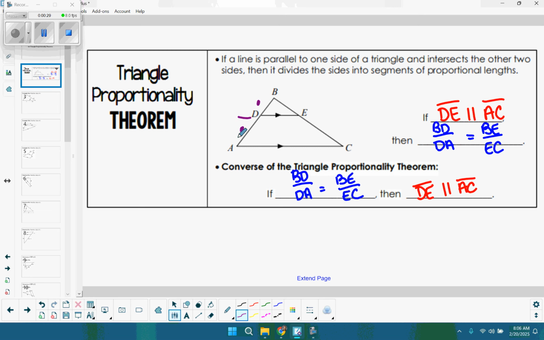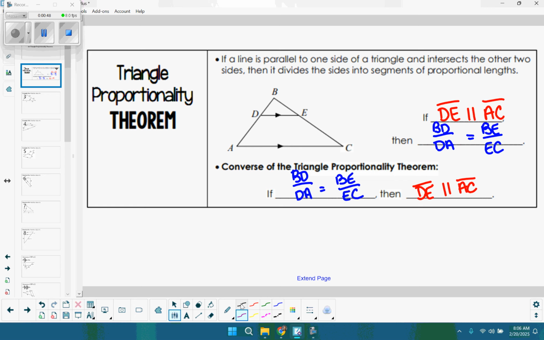So that means when we look at the picture like this, the number here will go over the number here. We're going to make a fraction out of the two values on this side, and we'll set it equal to the number here over the number here. BD over DA will equal BE over EC. So visually, we're going to set up our fractions exactly as they appear in the picture.